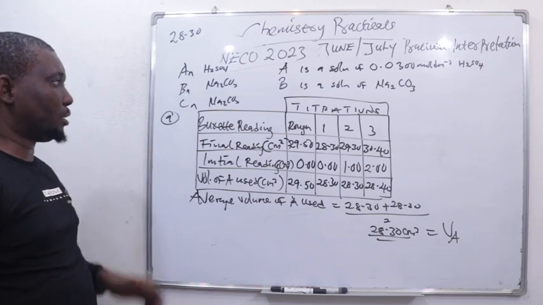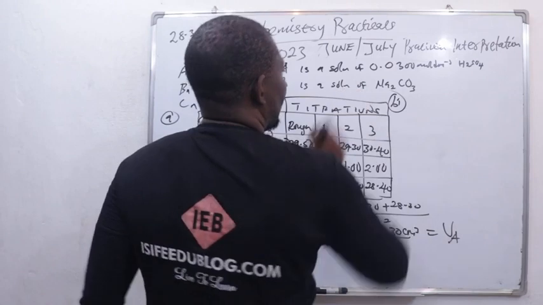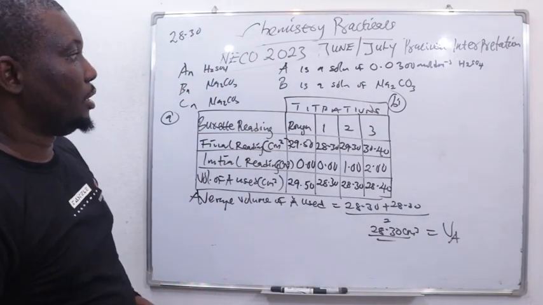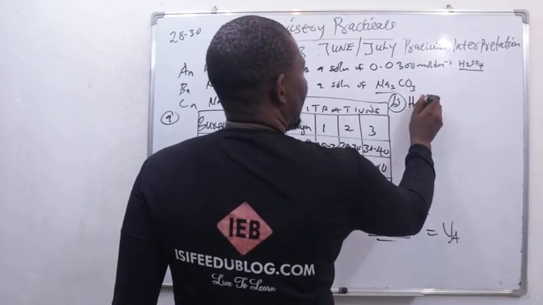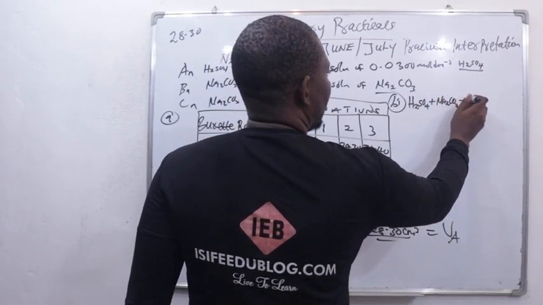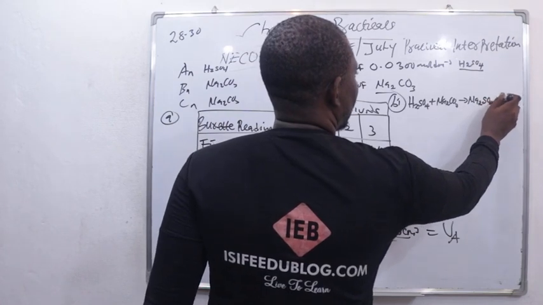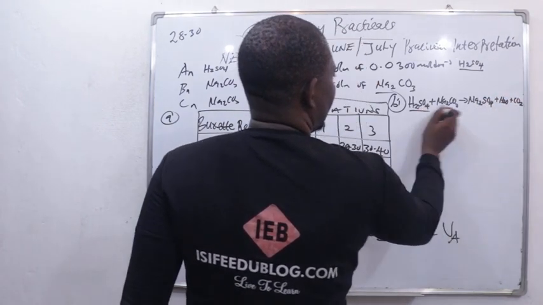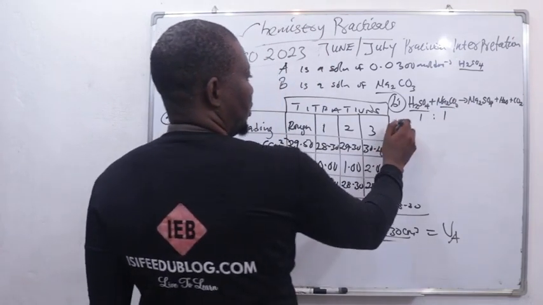So we go straight to question number B. In question B, we are going to find the concentration of B in mole per dm cube. But first you have to balance the equation. So we have H2SO4 plus the base, and this is going to give us sulfate salt, water, then CO2. Just to know the mole ratio, it is 1:1. So that's the mole ratio.